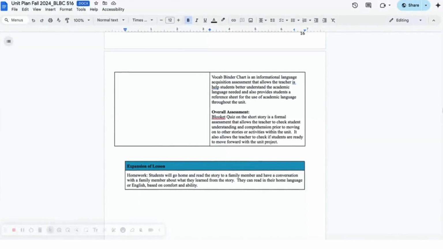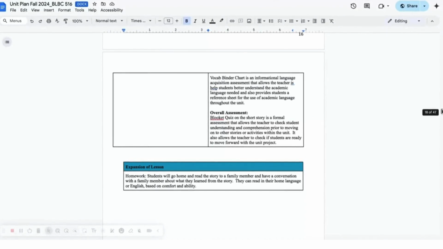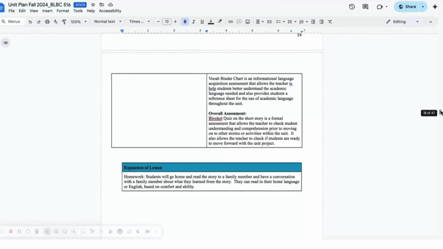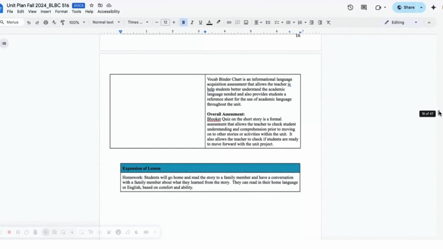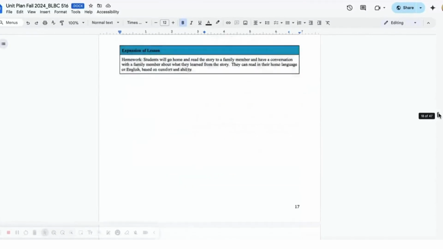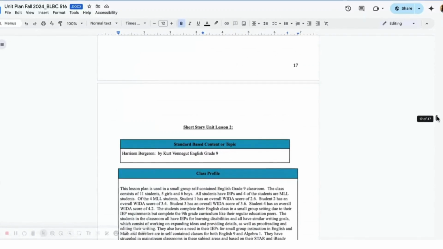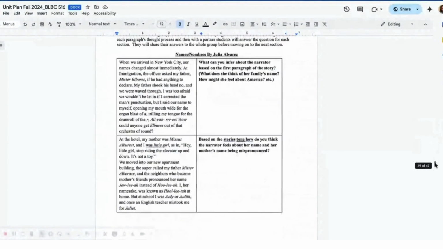I just think it's fun to have them go home and say, hey, you should tell your parents or your guardians about this. Just having those conversations, because I feel like social language is just as important as academic language. So I did that for all my short stories. I had the 3 of them, and I have all that data here.